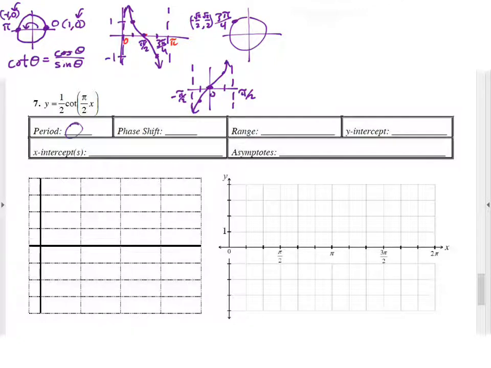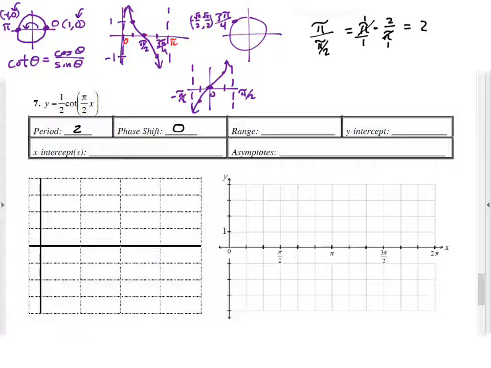The period for this is going to be affected by that number. So we're going to take pi and divide it by the number that's multiplying the x, which is pi over 2, which is the same as saying pi times the reciprocal of pi over 2, which would look like that. The pi's are going to cancel out. You get 1. My period is 2. So that's what I'm going to write down for my period. No phase shift. We don't go to the left or to the right. That's what this means. So that means we know what the center is.